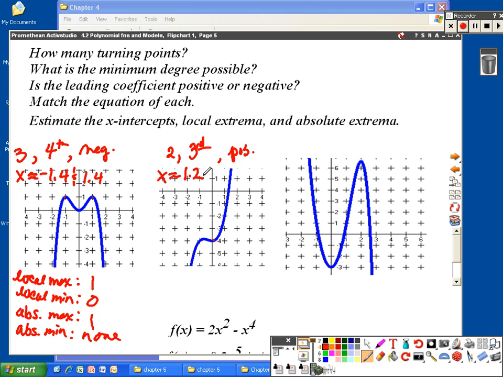Local extrema, local max. Let's see, here would be 1 at about negative 3.9. And local min at -4. And absolute max, none, because it never reaches the max, and absolute min is also none.